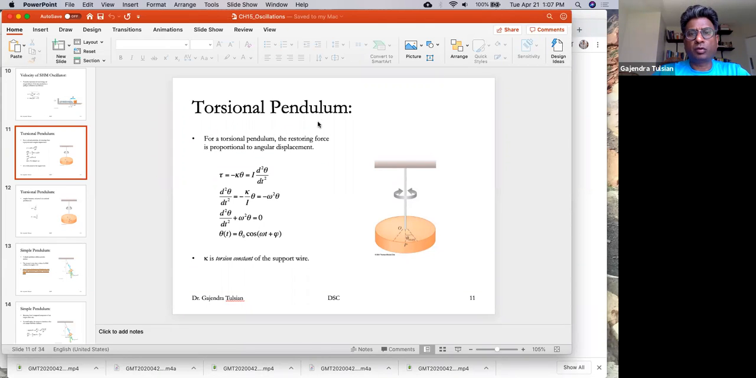Okay, now we'll look at a torsional pendulum. So here's a torsional pendulum. A typical example is a disc, and you attach a metal wire from the center of the disc to the ceiling or whatever. And a torsional pendulum is you twist it. So it's twisting back and forth.